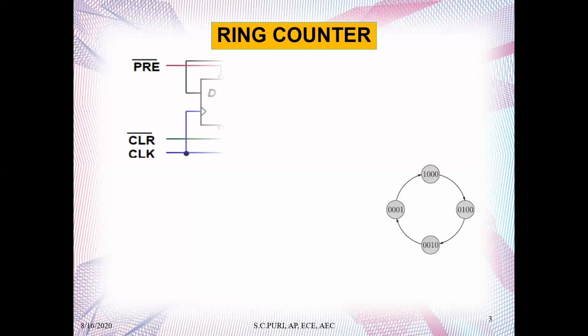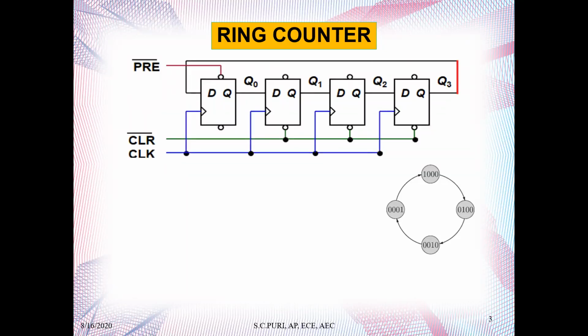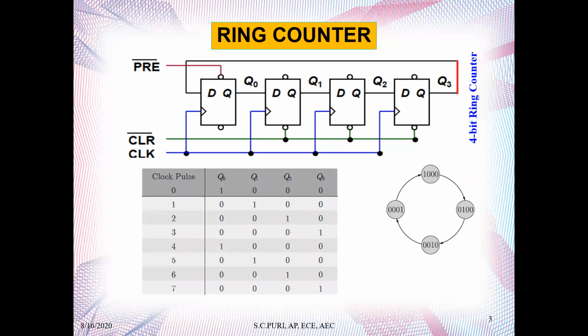So as you can see here, this is the operation of the ring counter. It is a collection of flip-flops, as we have already discussed for the shift register. And here the last output terminal is again fed as input to the first input terminal. This is how the ring counter operates. This is a 4-bit ring counter, and here is the count sequence of a 4-bit ring counter.